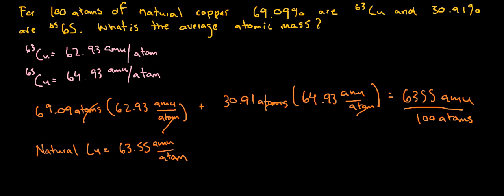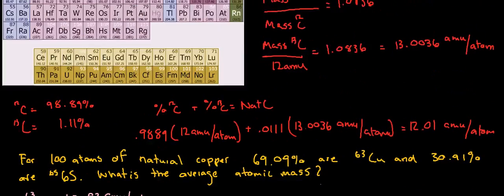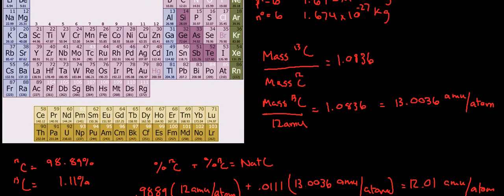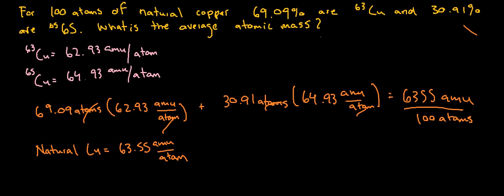And had I converted these percents to a decimal right away, I would not have had to divide out by this 100, because the division of the 100 would have already been factored in. And if I go to the periodic table, I find copper 29, 63.55, and that is the value which I attained.